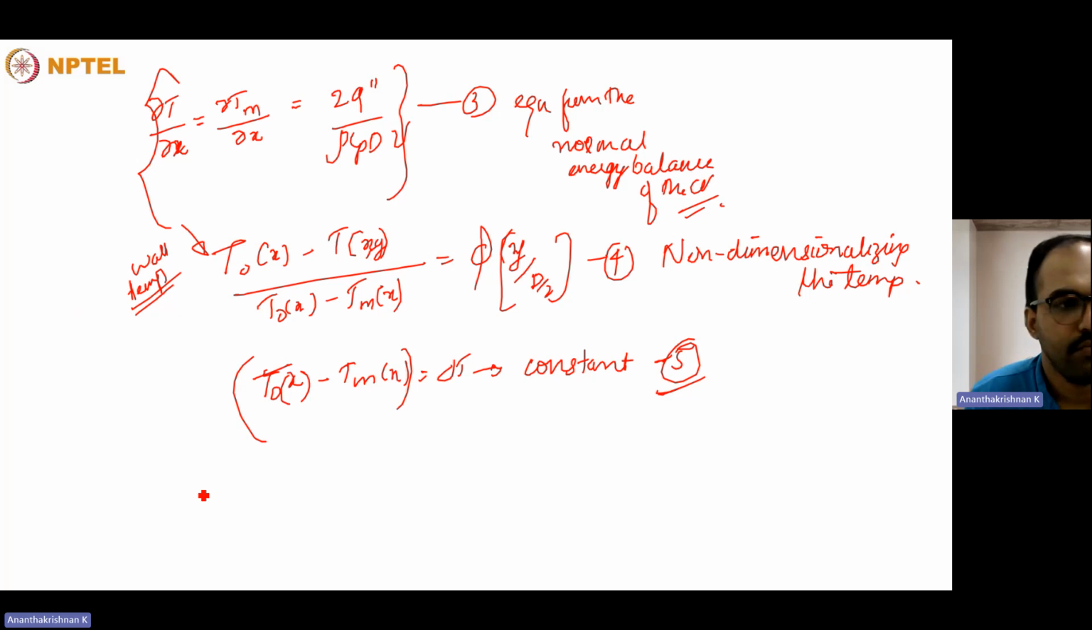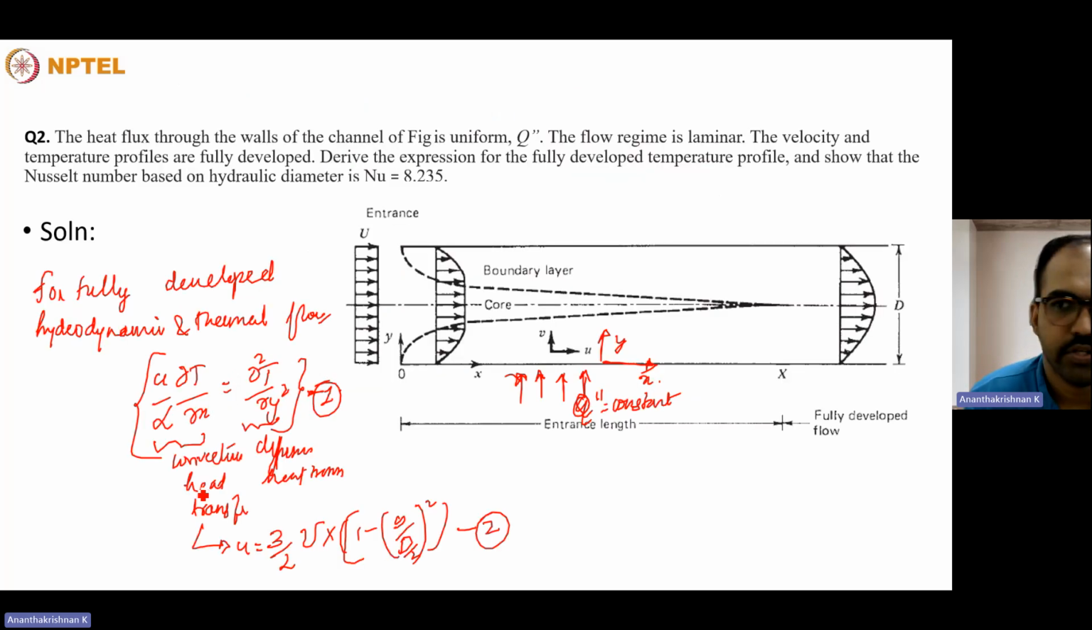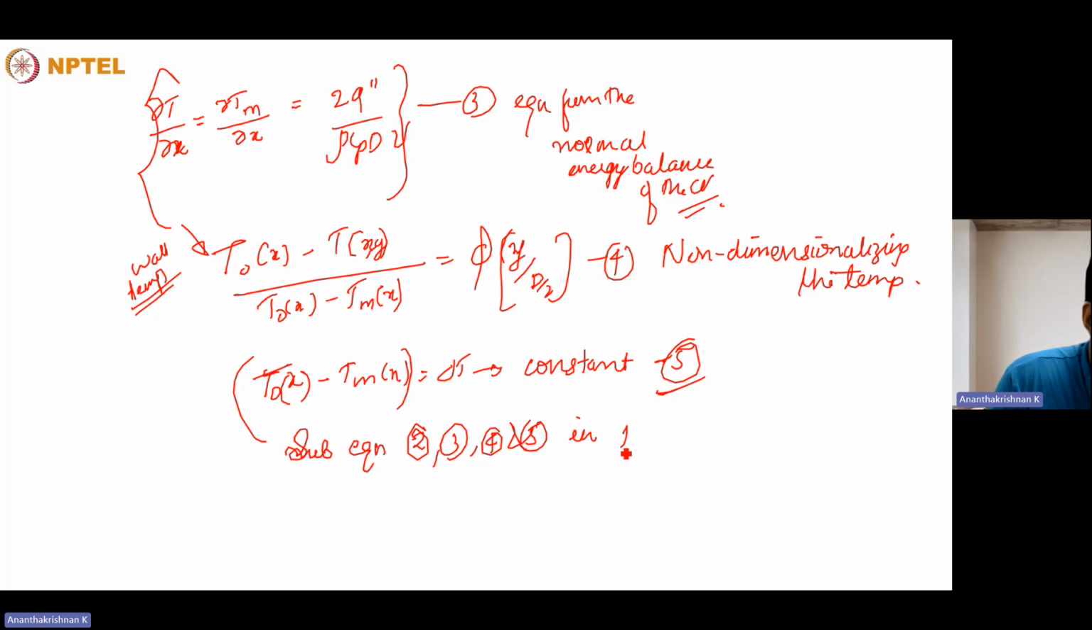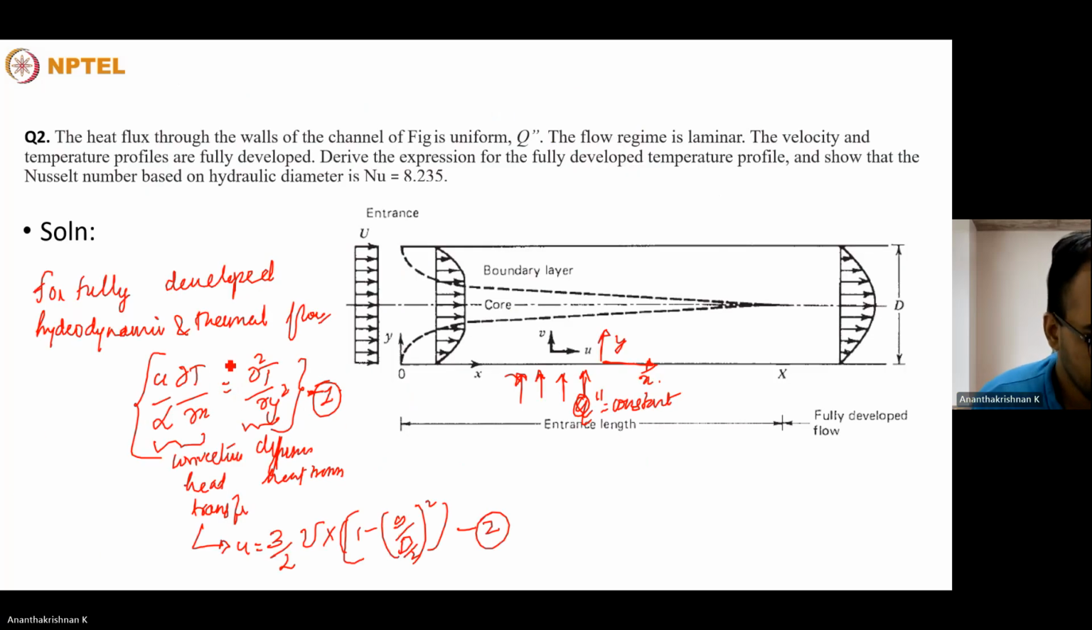Now what we do is that we substitute equations 2, 3, 4, and 5 in 1. In that case, we can reduce this particular equation into a non-dimensional form. But before that, x and y need to be non-dimensionalized as well.